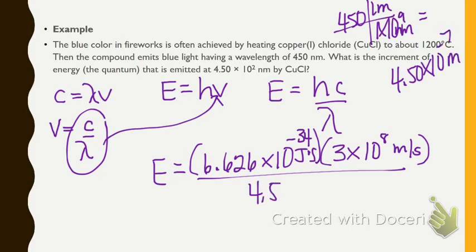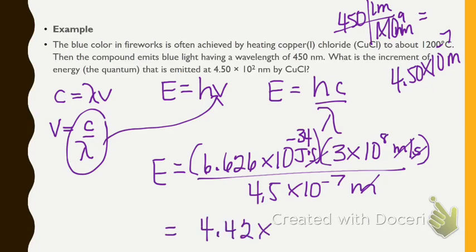So 4.5 times 10 to the negative 7 meters. Now meters cancel out, seconds cancel out, and I get a final answer of 4.42 times 10 to the negative 19 joules. And that would be my answer to that.